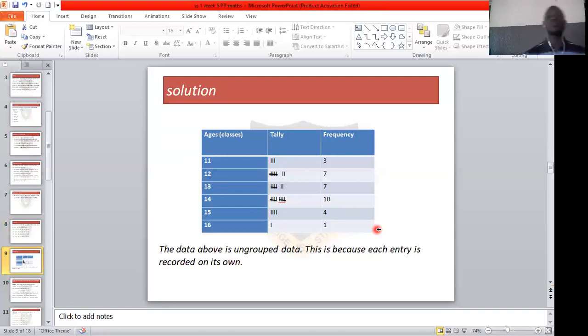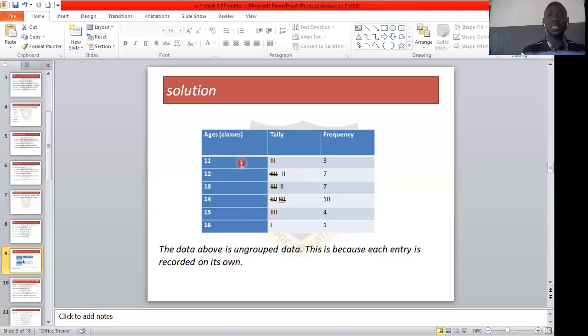Look at it now. The data above is ungrouped data. This is because each entry is recorded on its own, individually. If we were looking at ranges, for example 11 to 12, we would have 10, and 13 to 14, we would have 17. No, we take the ages one after the other. I believe you understand this.